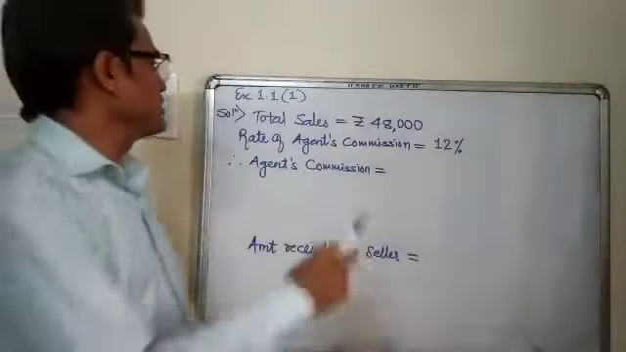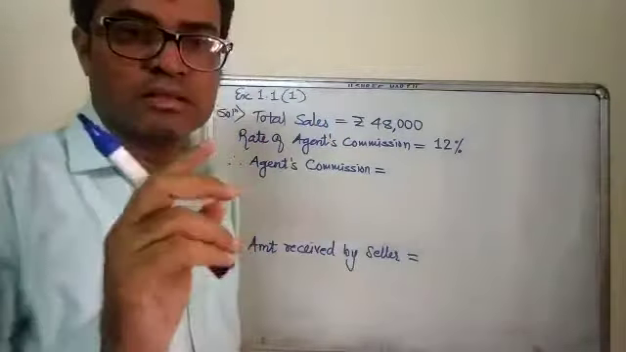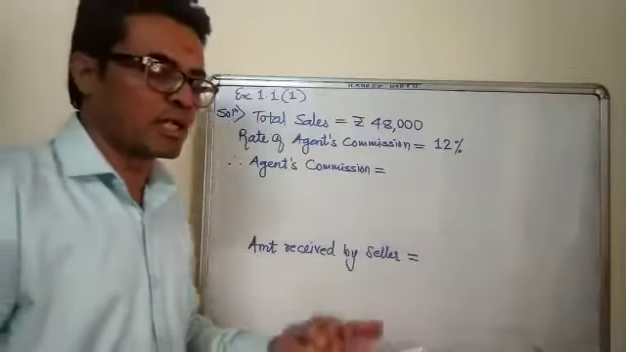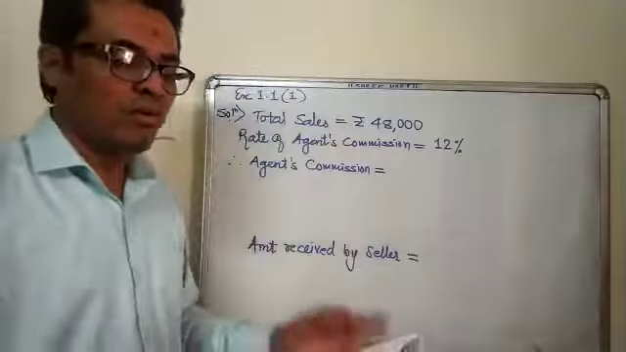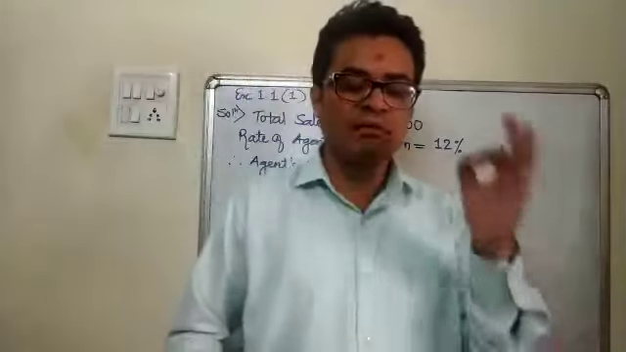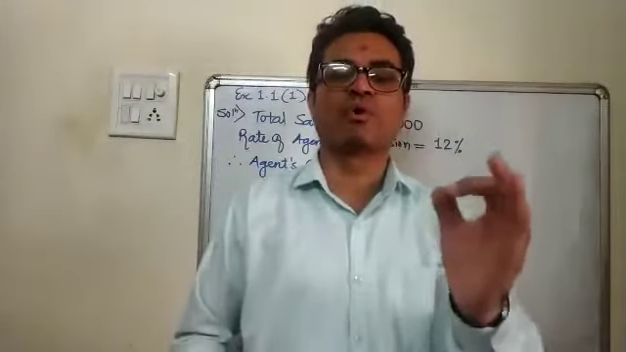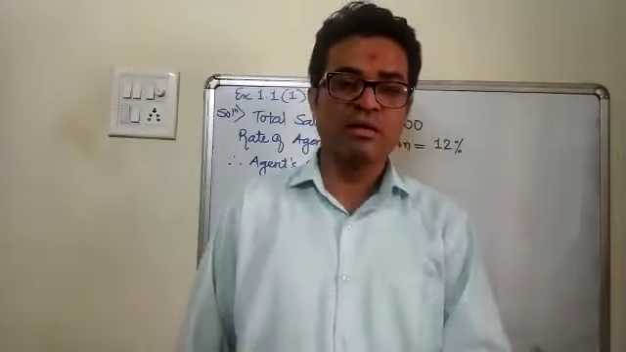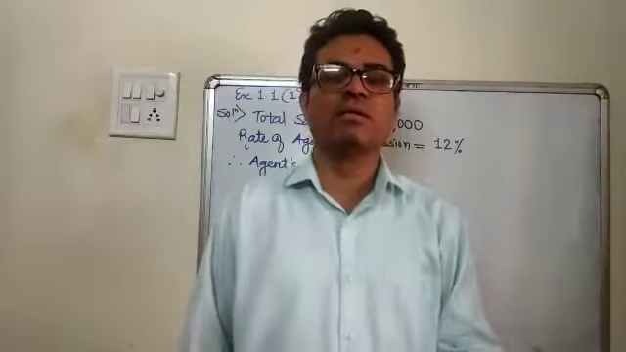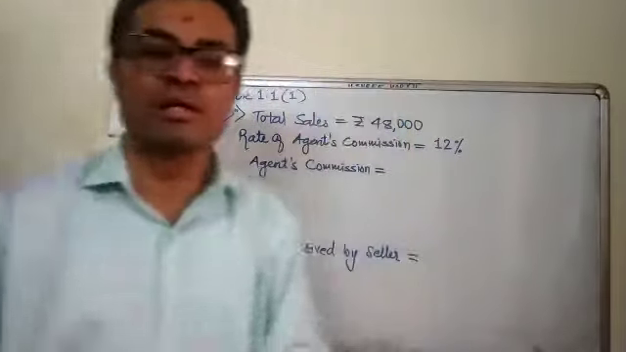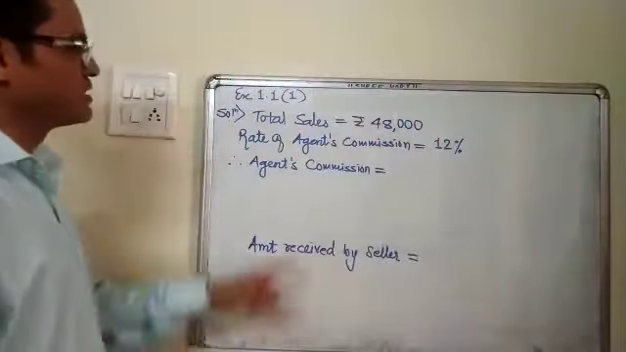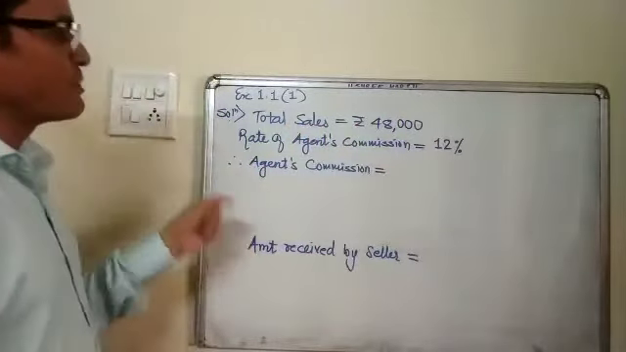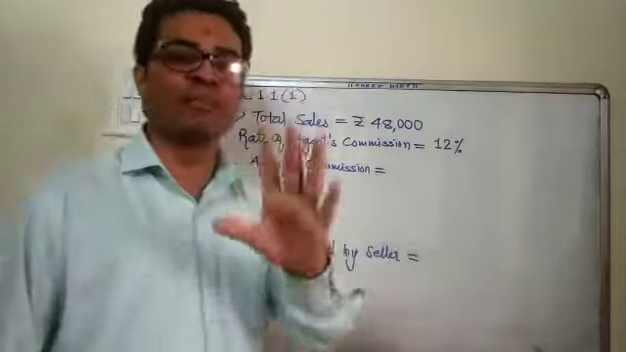Now your exercise 1.1, see the question number 1. An agent charges 12% commission on the sales. What does he earn if the total sales amount to 48,000, and what does the seller get? So in this question, we are given total sales. How much is the total sales? Total sales is 48,000 and the rate of agent's commission is 12%.